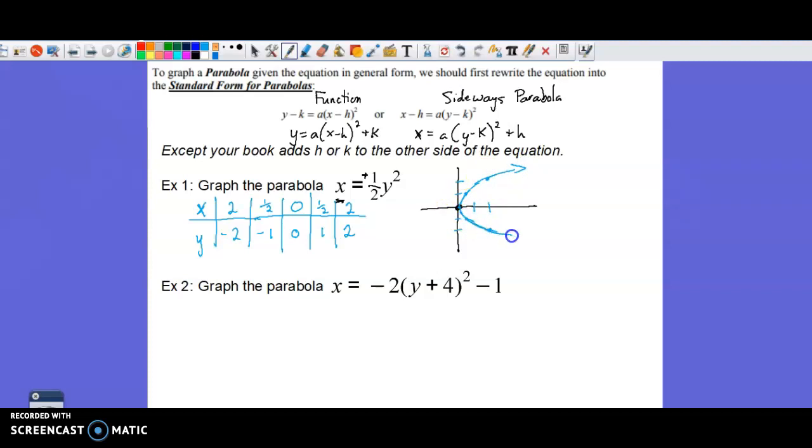And we have this parabola that opens to the right. Now, how could I make this parabola open to the left? Well, what if I had a negative in front? If I had a negative in front, all of these x values would turn into negative values. So that's sort of a shortcut that we're talking about.